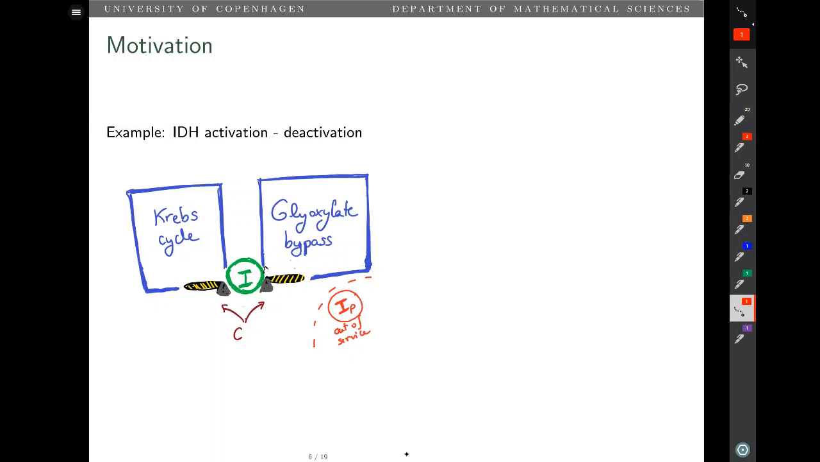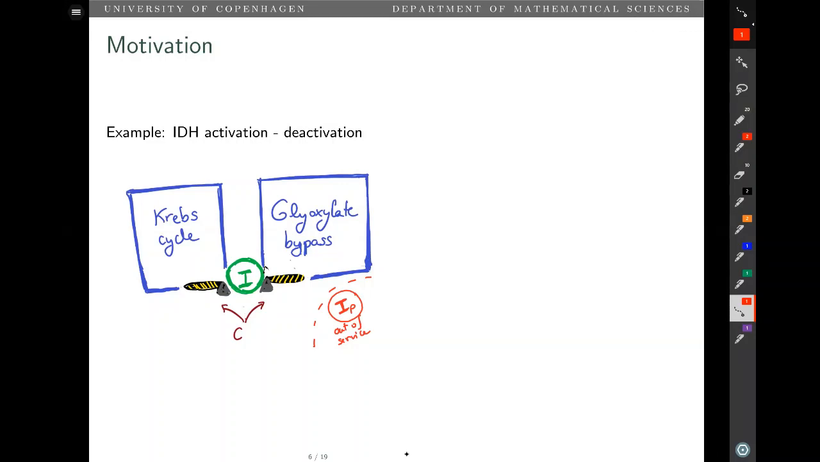Well, first let me talk to you about the role of this thing. This I here is an enzyme. It's the IDH enzyme, isocitrate dehydrogenase or something like this. I would say IDH. This is my green enzyme, which decides where the carbon goes, to one or the other mechanism. So this one here gives energy to the cell. This one allows the growth of the cell.